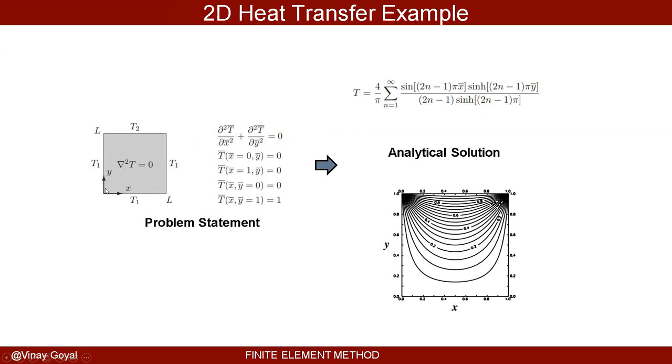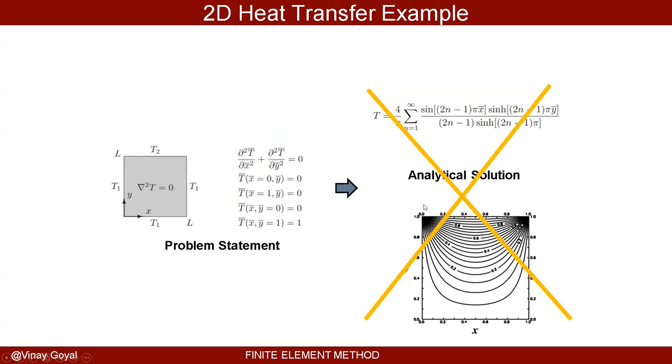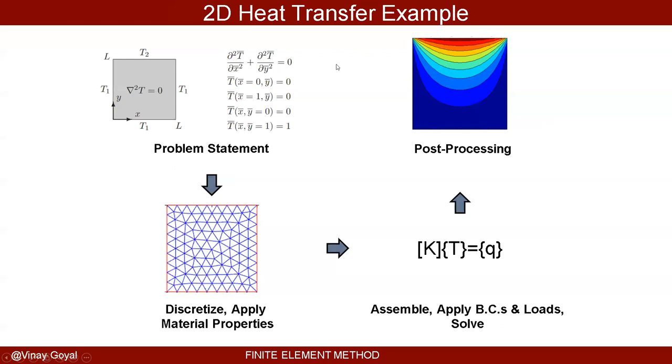And what if this was a different shape? Maybe it was a semicircle or a triangle or something else. I want to find a way of doing this approximately. So instead of that, I don't want to find an analytical solution. Perhaps I can divide the domain into small subdomains. And these small subdomains are called elements, and these triangles are connected to each other through nodes.